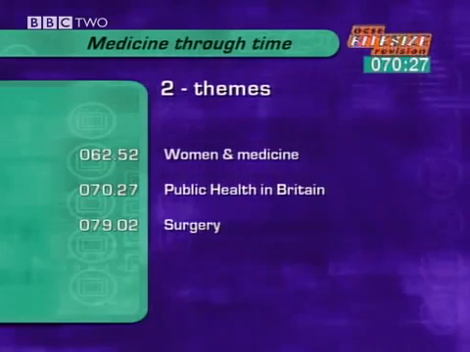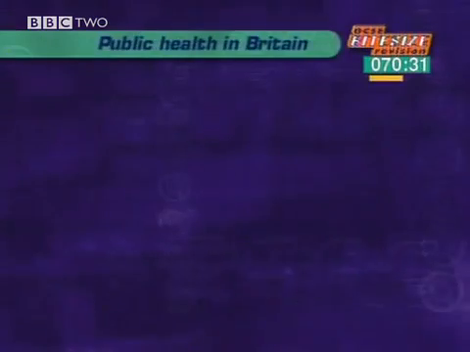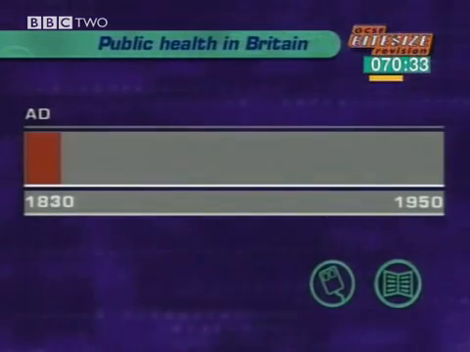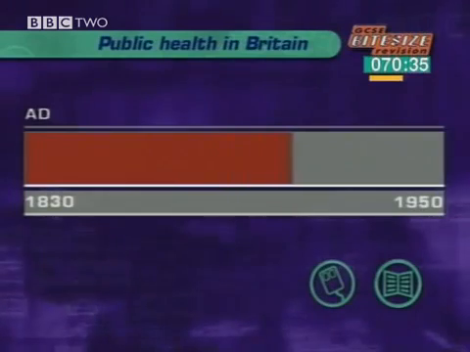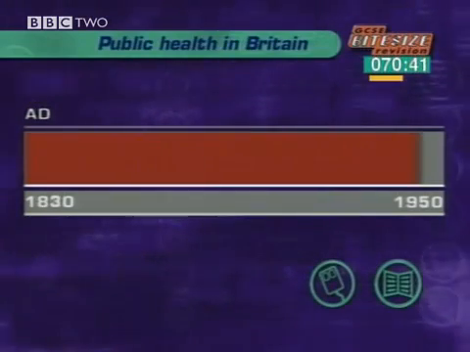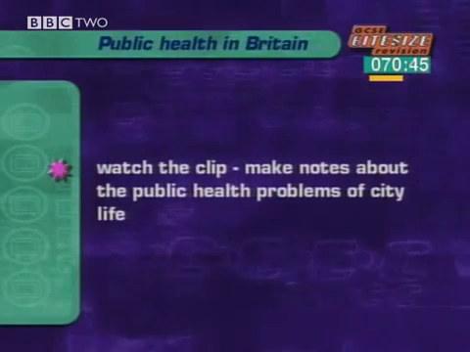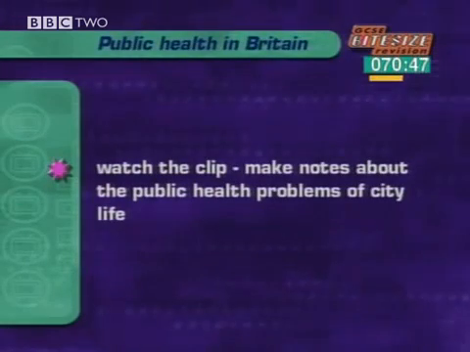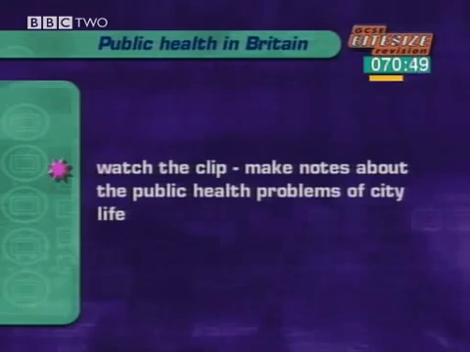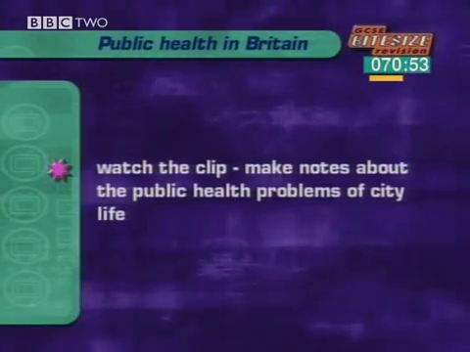Now, another theme, the story of public health in Britain. During the Industrial Revolution, the growth of towns to house the ever-growing number of workers created big new problems of public health. The next clip describes social conditions in British cities in the 1830s. As you watch it, make notes about the public health problems which became part of city life.